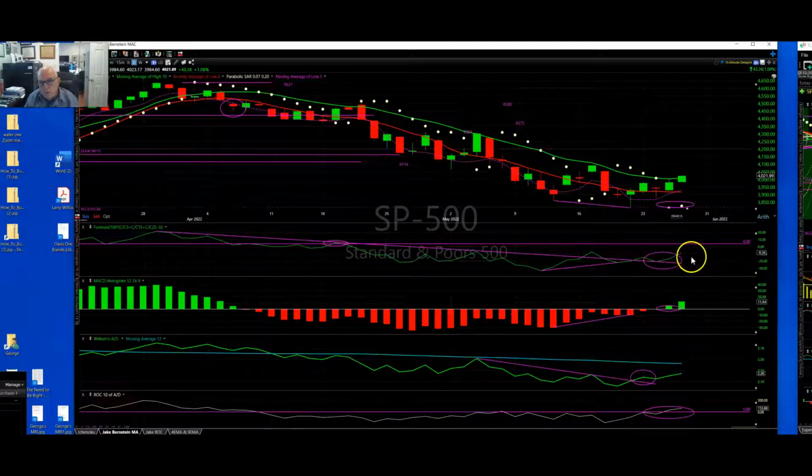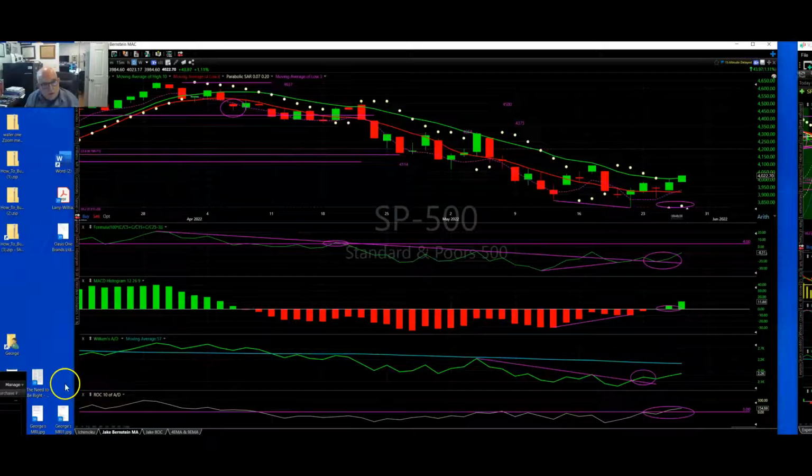Now, let's go down to the Williams 80 line. You can see that I plotted a trend line from this high to this high, and we are breaking above that trend line now. We are breaking above it, and it is reflected in price movement here.